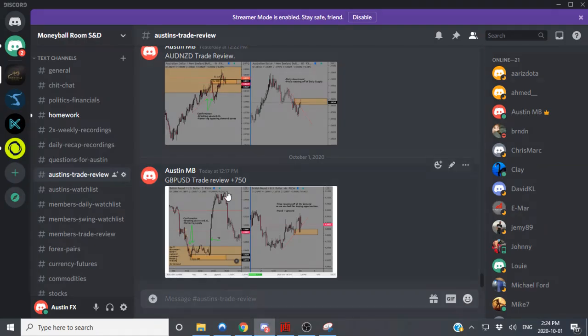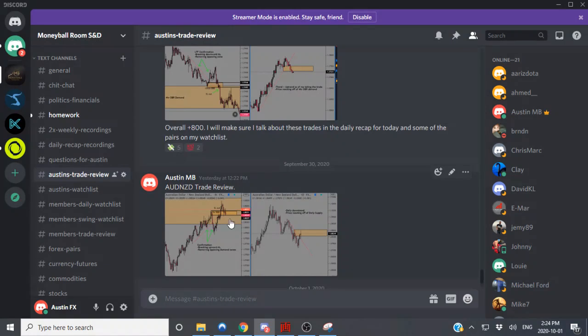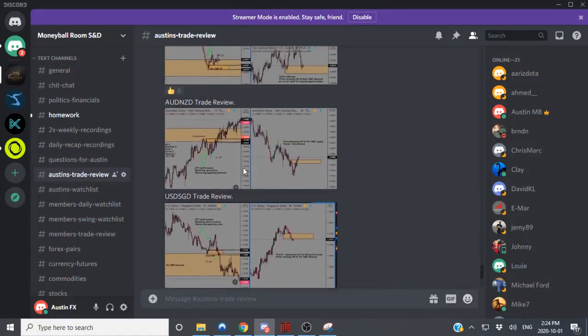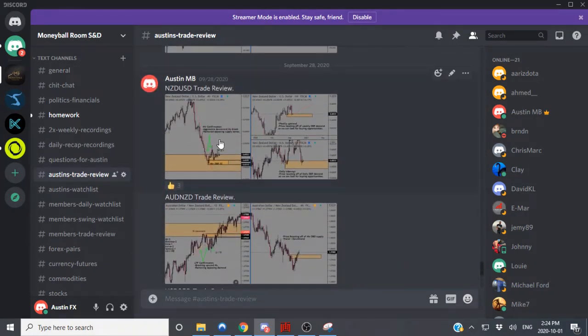Both trades coming out winners. Obviously, I don't win them all. Like, that was a loss. That was a loss. That was a win. That was a win. Right? So clearly I don't, but because I posted New Zealand USD and pound USD, I thought I'd just show you the proof on that. But yes, I do lose some trades as well.